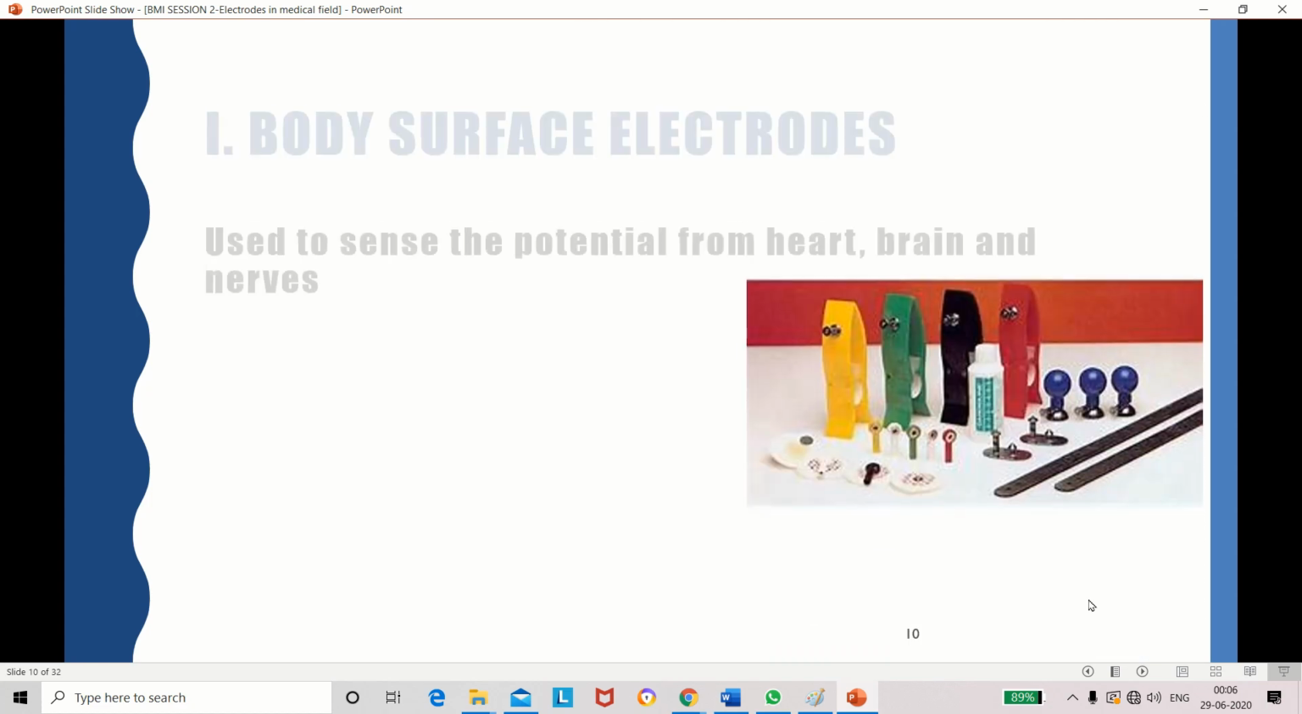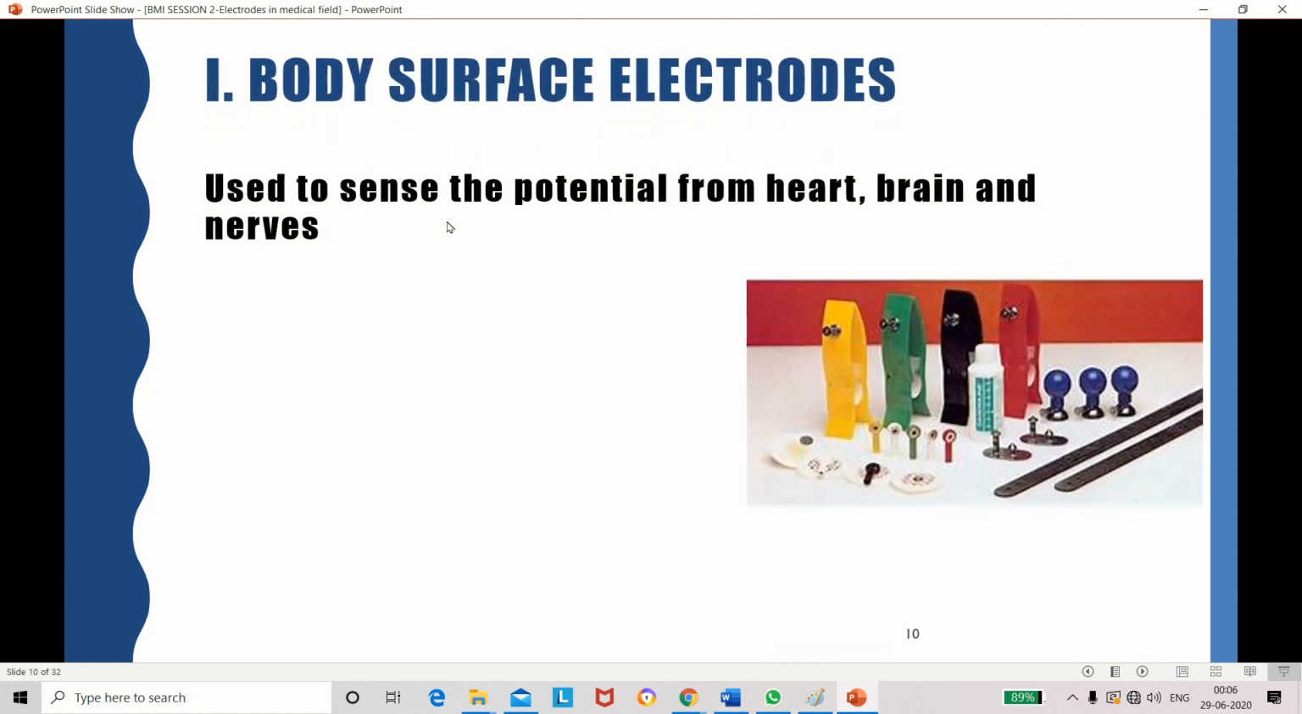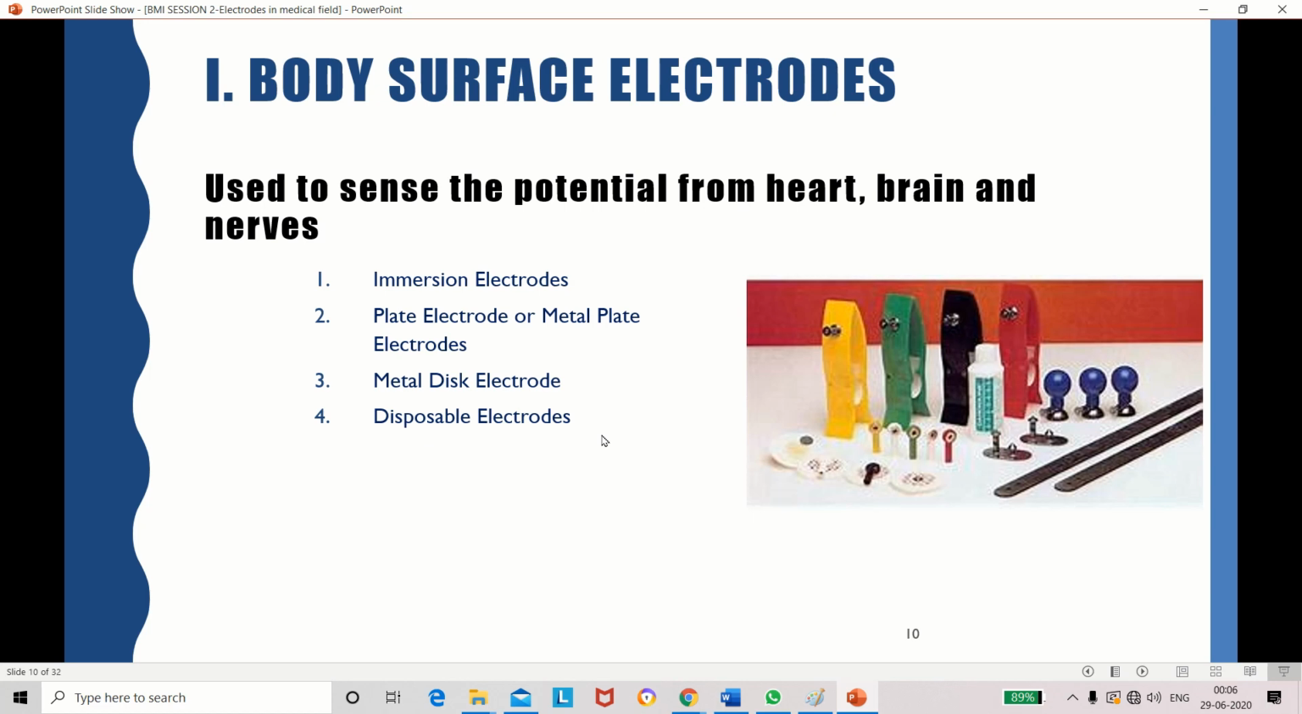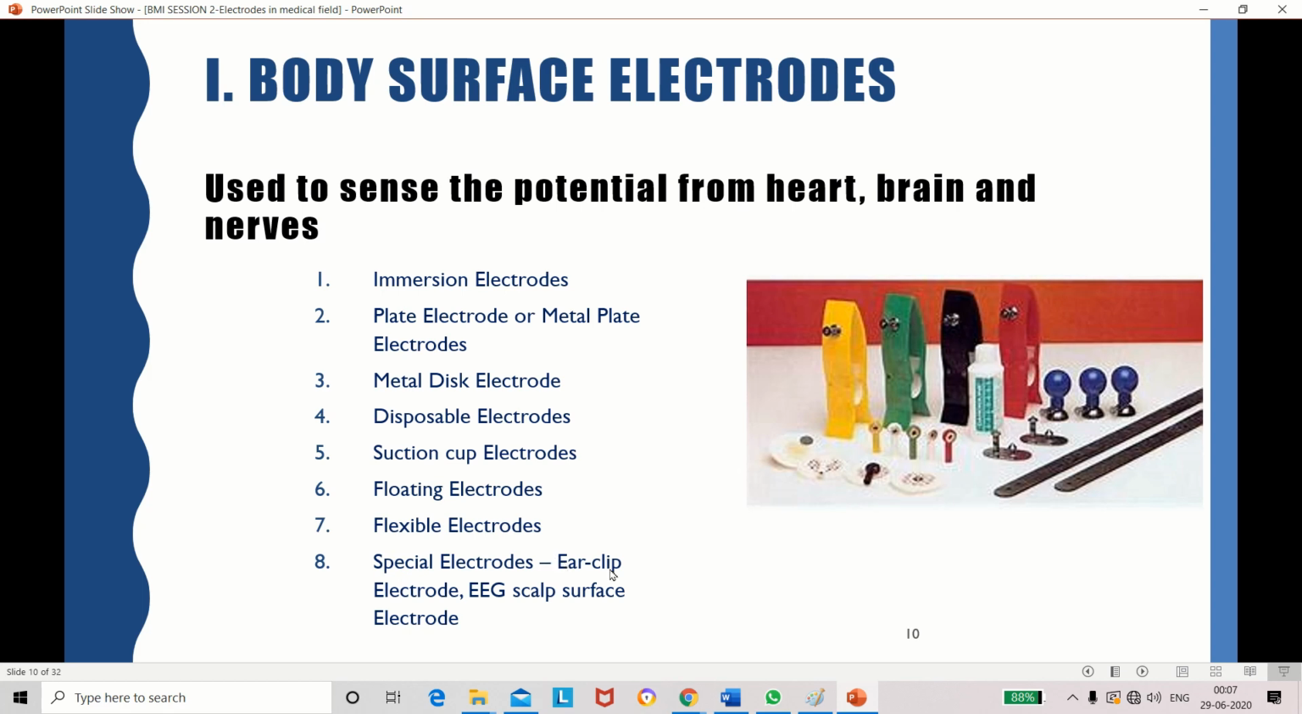See, these are the different types of body surface electrodes. These electrodes are used to sense the potential from the heart, brain and nerves. The first type is immersion electrodes. Second is plate electrodes, or metal plate electrodes. Third is the metal disc electrode. Fourth is disposable electrodes. Fifth is suction cup electrodes. Sixth is floating electrodes. Seventh is flexible electrodes. The last type is special electrodes. Let us discuss all the topics one by one. These are very easy topics. You can understand the concept very easily.